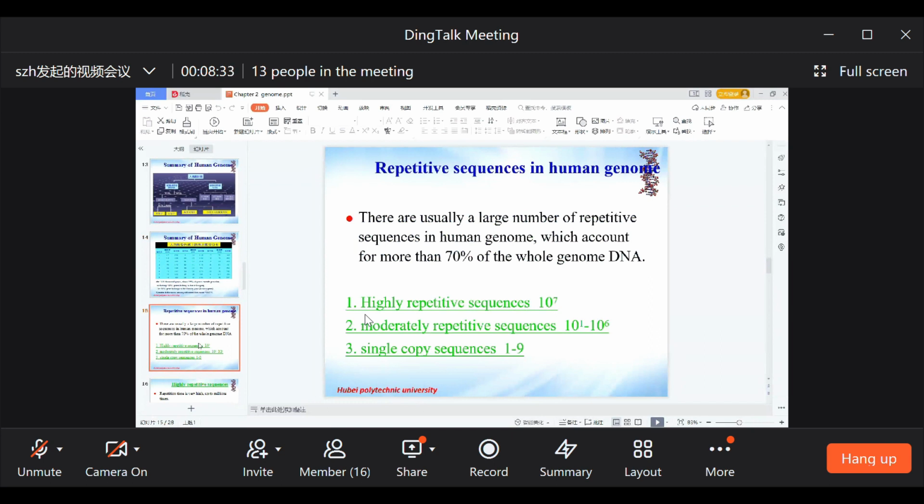Repetitive sequence in the human genome. There are usually a large number of repetitive sequences in the human genome, which account for more than 70% of the whole genome's DNA.